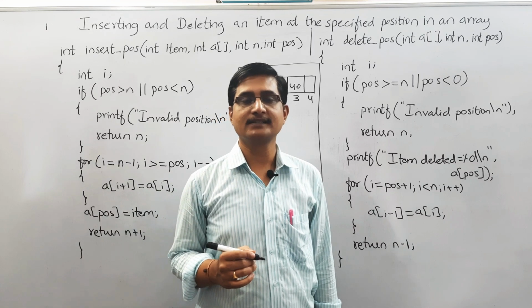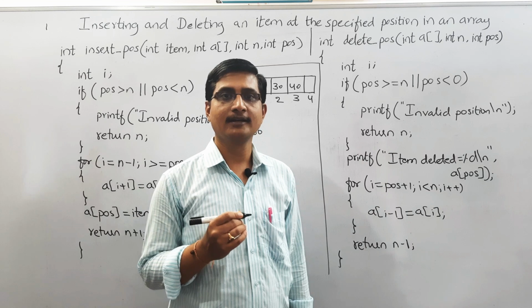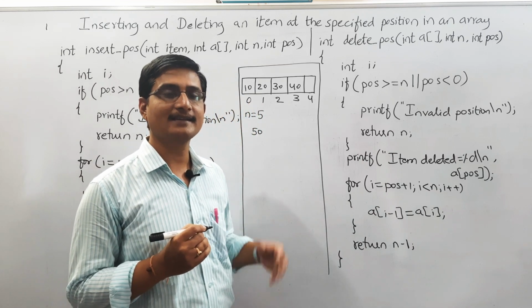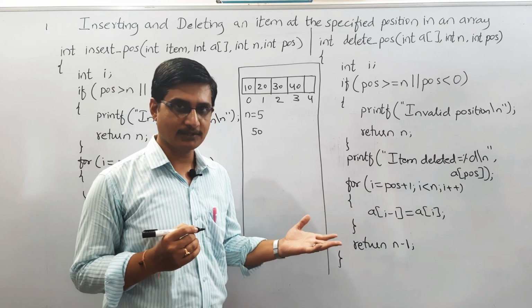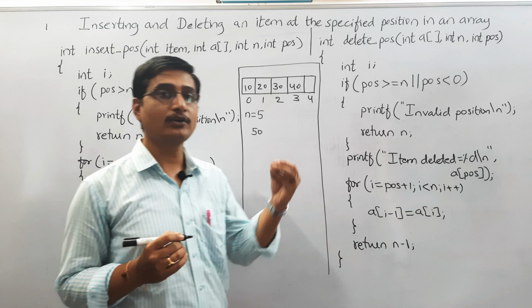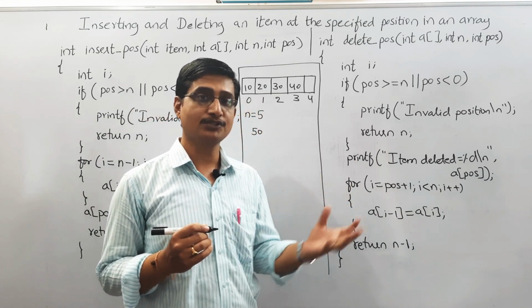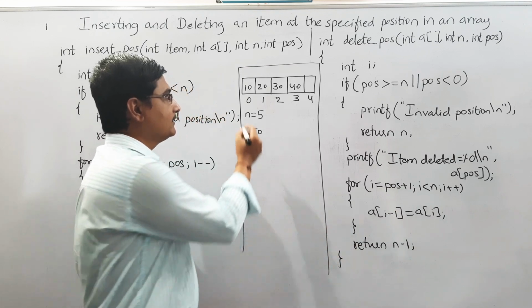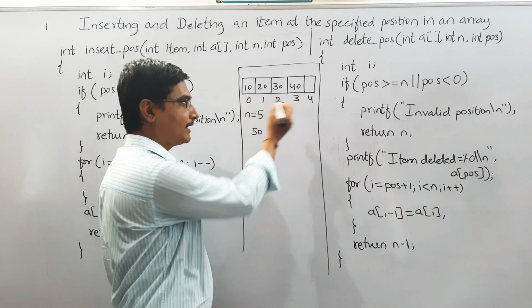In this video, we will discuss how we can insert or delete an element from a particular position of an array. As we have already discussed, an array is a linear data structure. Every element is sequentially arranged, right? So when we want to insert or delete any particular element, we need to shift other elements as well. Say, for example, this is an array of 5 elements and 4 elements are there.